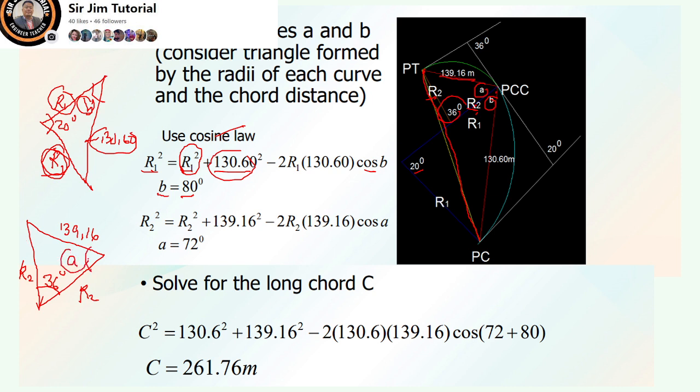So we need to compute what A is. We take this from the cosine law: R2 squared, and then the two sides, 139.16 and R2. So you have here R2 squared and 139.16 squared, minus 2 R2 and 139.16, just get the product, and then cosine of alpha, or A. That's the cosine of A. From there, using your calculator again, we can compute A, which is 72 degrees.